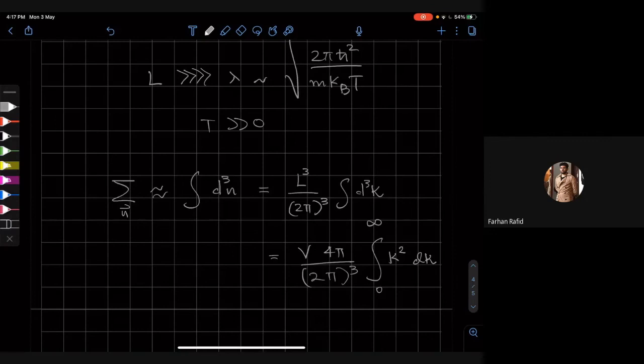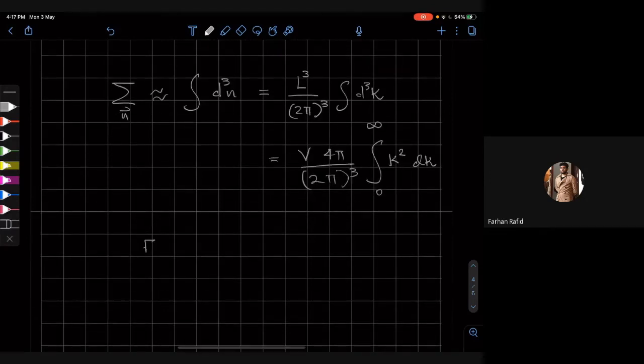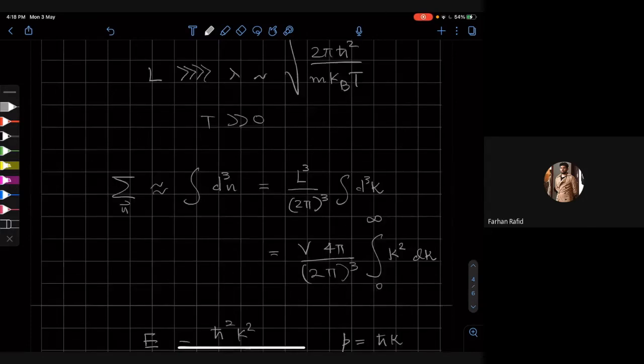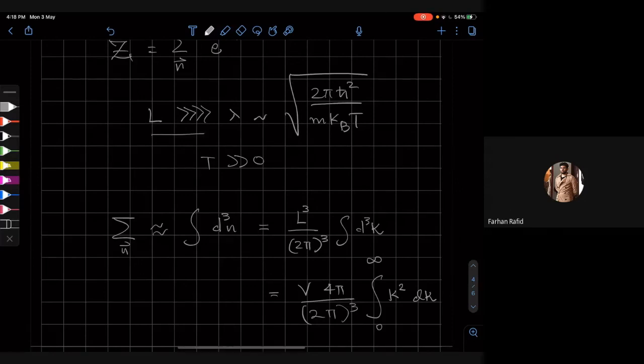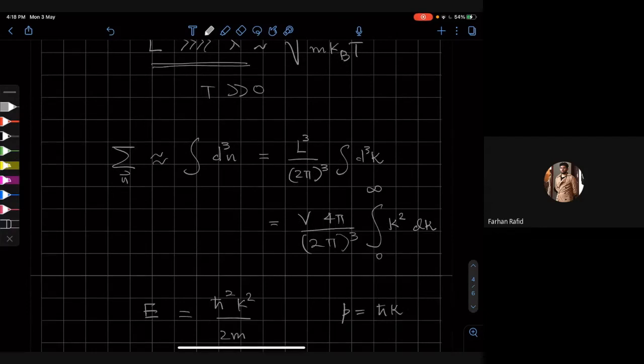the integral over the modulus, right? And the other thing is that we can also approximate the energy. Well, the energy is equal to h squared k squared by 2m. So the idea here is that we are treating the momentum variable k, or more appropriately the wave number variable, because momentum is related to k by h bar k, we are treating that as a continuous variable, okay? And the approximation we are making is that lambda is much smaller than the dimension of the box, okay?